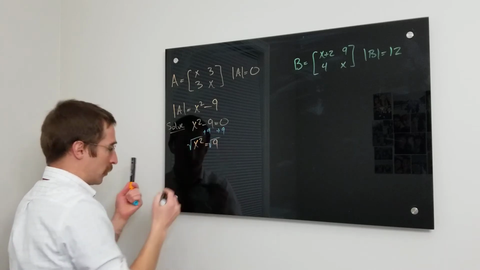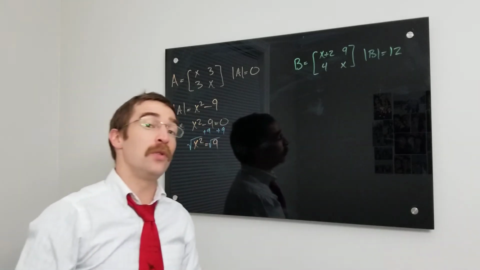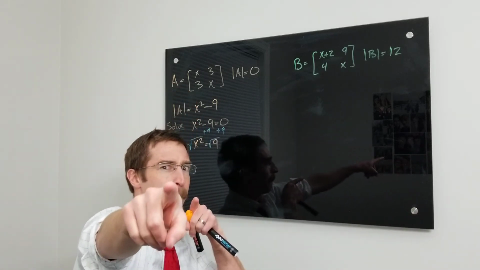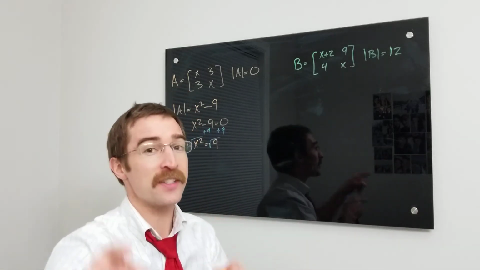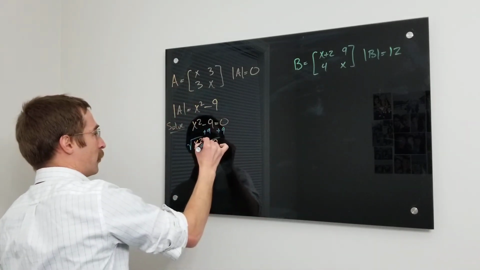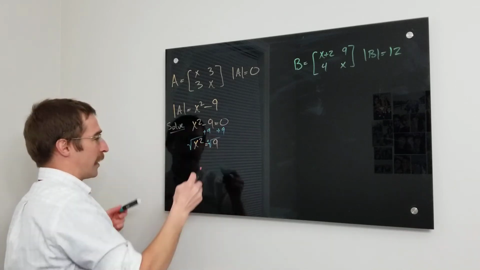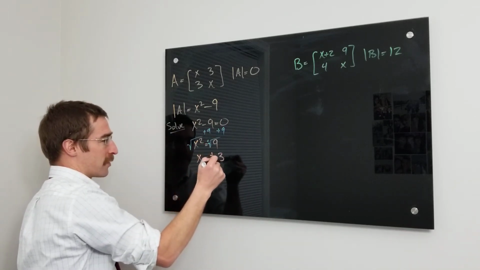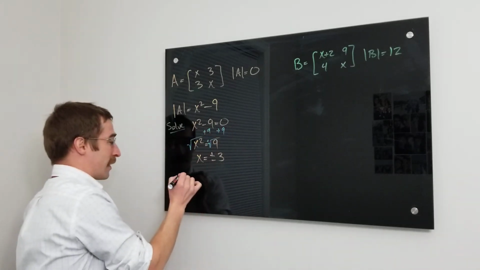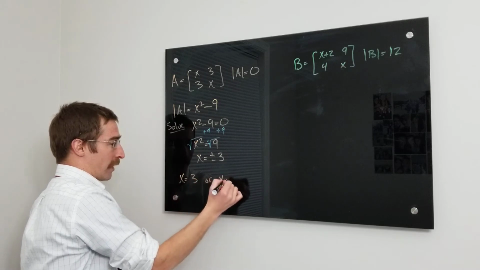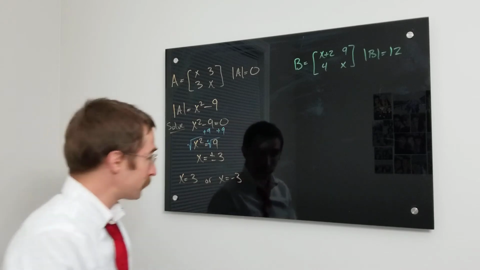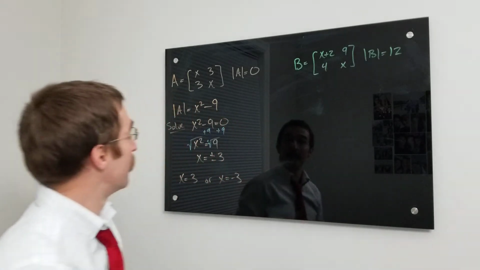When we square root during an equation, what do we need to remember to do? You should have just said, don't forget the plus or minus. So plus or minus square root of 9. Here we get x equals plus or minus 3, but we don't like our answers like that because plus or minus 3 is not a number. So we say x equals 3 or x equals negative 3. Those are our two solutions for what x could be. And that's it.